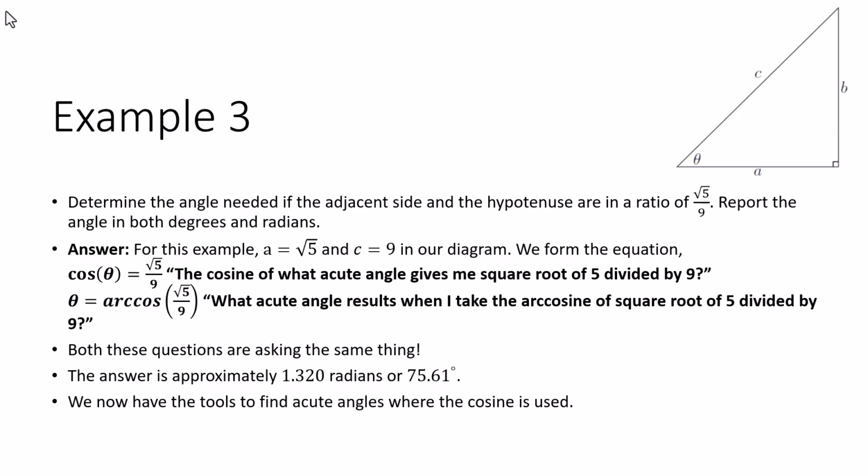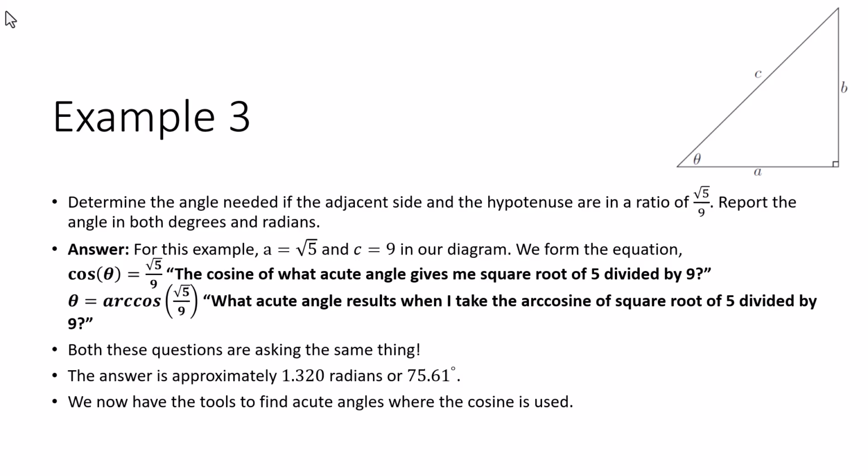For our third example, we're going to determine the angle needed if the adjacent side and the hypotenuse are in a ratio of √5/9. And again, we're going to report the angle in both degrees and radians. So for this example, our adjacent side A will be the square root of 5, and our hypotenuse C will be equal to 9. We form the equation cosine of theta equals square root of 5 over 9. And again, this is asking the cosine of what acute angle gives me square root of 5 divided by 9.